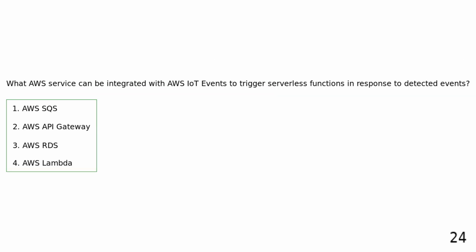What AWS service can be integrated with AWS IoT Events to trigger serverless functions in response to detected events? AWS SQS, AWS API Gateway, AWS RDS, AWS Lambda.